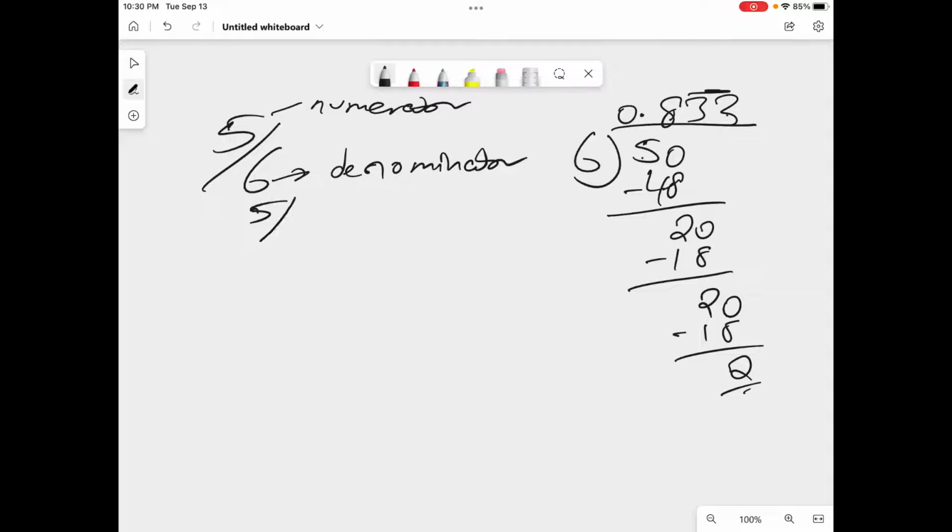So 5/6 is equal to 0.833 as a decimal, and it's repeating.